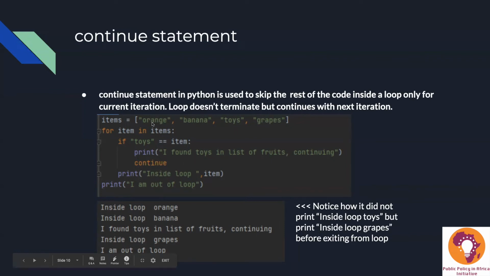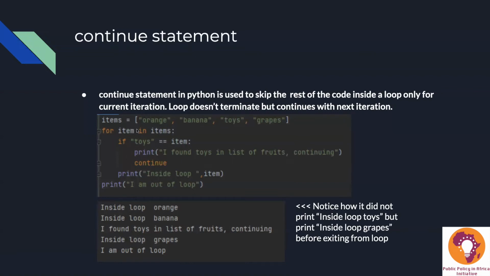Now we have this same list: orange, banana, toys, grapes. First iteration, item is equal to orange, so this evaluates to false. We don't print anything there. We come down to here, "inside loop, orange." Then second iteration, item is banana. If toys is equal to item, it's not, because this is basically checking toys equals banana. That evaluates to false, so we come down here, "inside loop, banana."